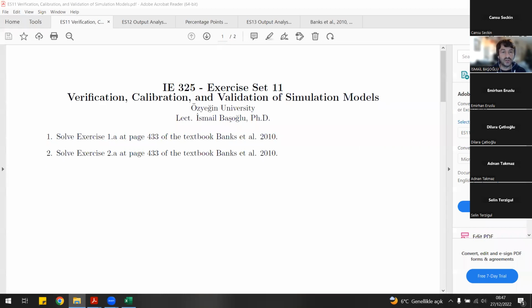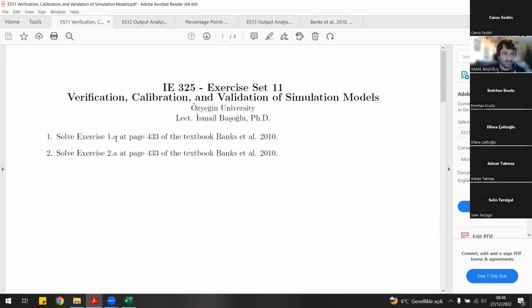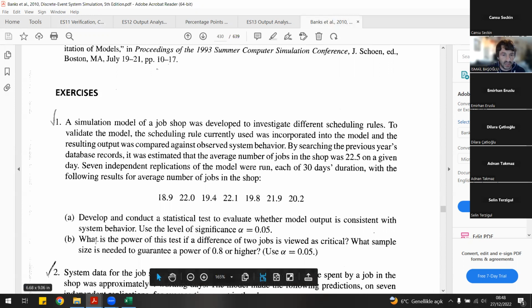In our first example, the exercise set directs us to solve exercise 1.A at page 433 of our textbook Banks, and it is available here. Now, we need to read the question, and we are going to discuss it a little bit because the solution procedure is very easy. By the way, the question asks us to solve 1.A only, part A, and we are not going to look at part B because it's about advanced statistical procedures.